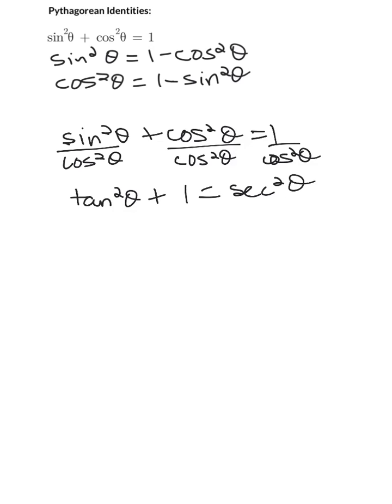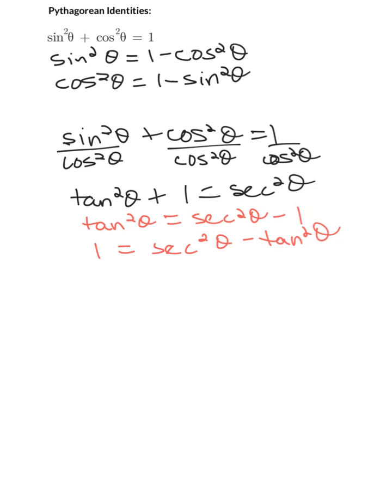It too can be written in alternate forms by solving it differently. One alternate form would be tangent squared theta equals secant squared theta minus 1. And the other alternate form would be 1 equals secant squared theta minus tangent squared theta.